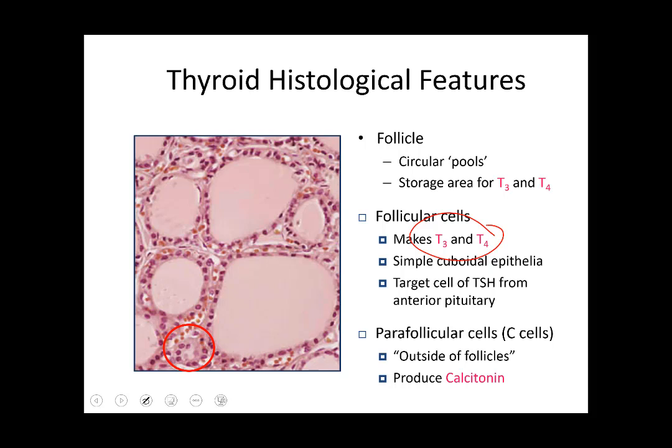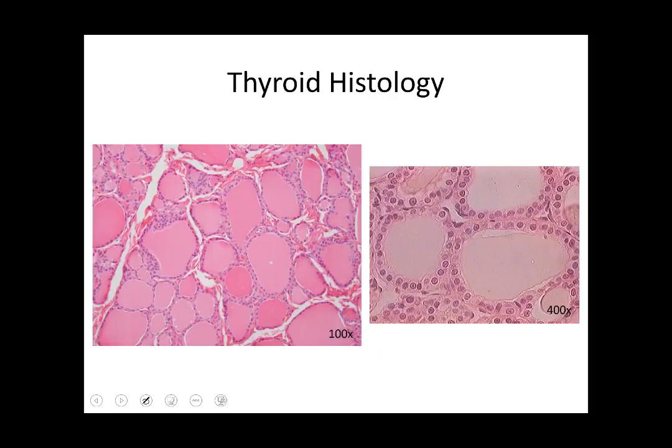They're way over here, and they're going to make calcitonin. So calcitonin, we're going to learn, T3, T4 is metabolism. Calcitonin has to do with calcium regulation. So we'll talk about that. We'll go on to some more histology here.